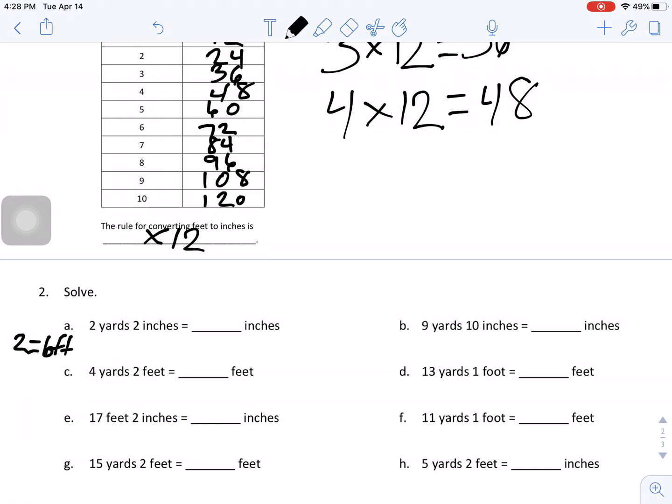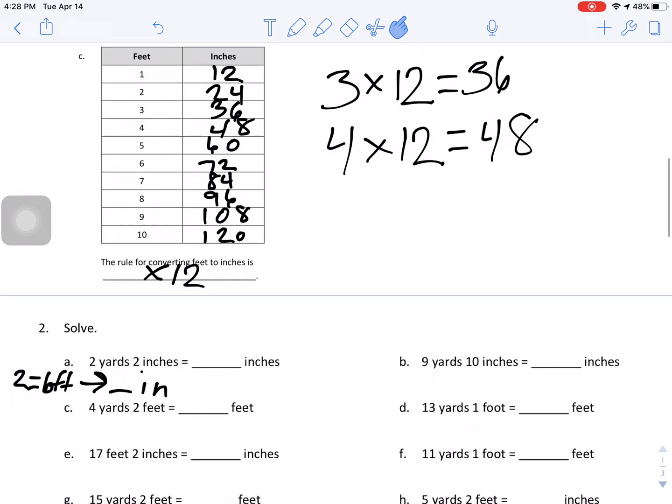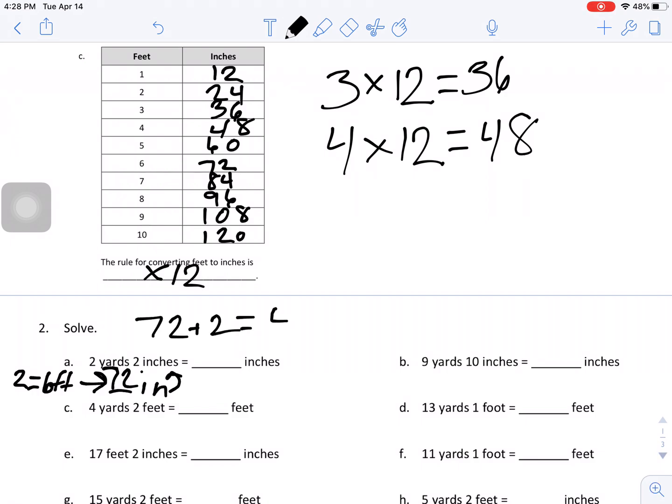And then I have to turn these feet into the inches. So if I know that I have 6 feet, I go back up to my conversion table. 6 feet here has 72 inches. So I'd say 72 inches plus the 2 inches that are there. 72 plus 2 equals 74. So it's 74 inches.